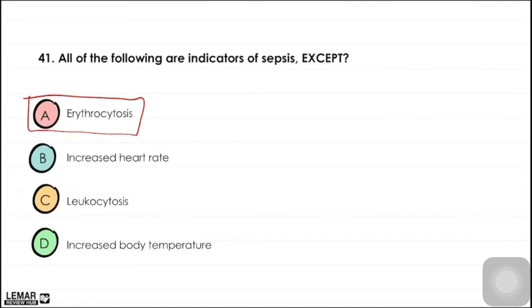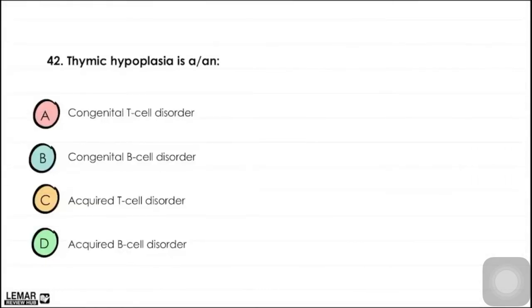Sepsis is a result of an immune response by the body. The response includes increasing the body temperature and leukocytes in order to fight off the infection. And also, what we observe in sepsis is an increased heart rate, in order to get more blood and oxygen to the tissue. Erythrocytosis is not part of the immune response among septic conditions. So, A is the exception.